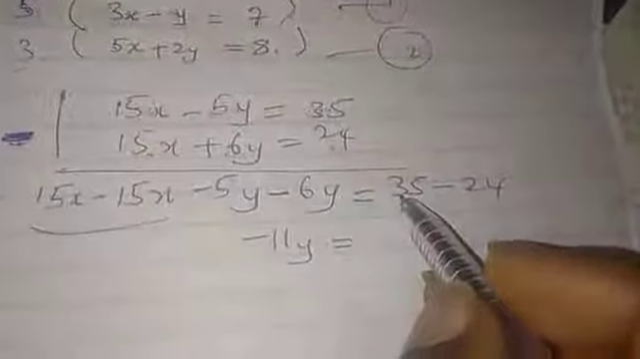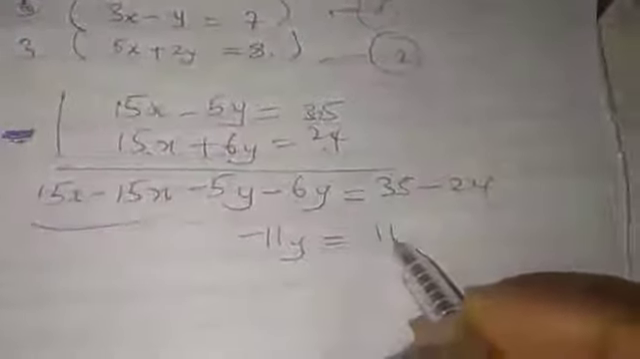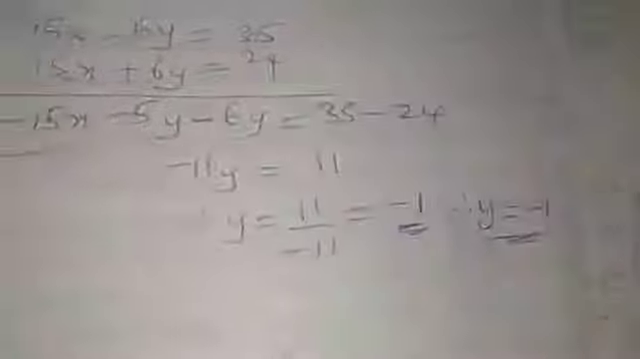We are left with 35 minus 24, and that will give me 11. From that place, what will give me 11 divided by minus 11? And 11 divided by minus 11 is equal to minus 1. Therefore, we have seen that y is equal to minus 1.